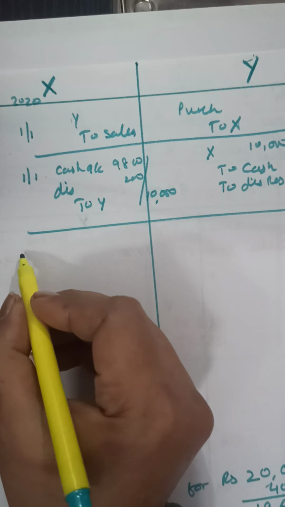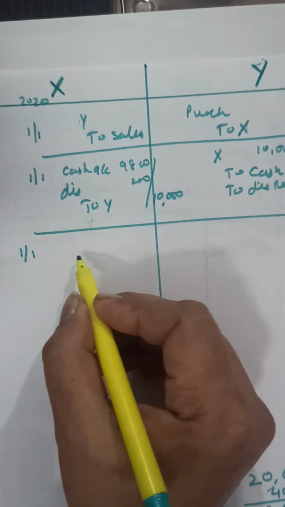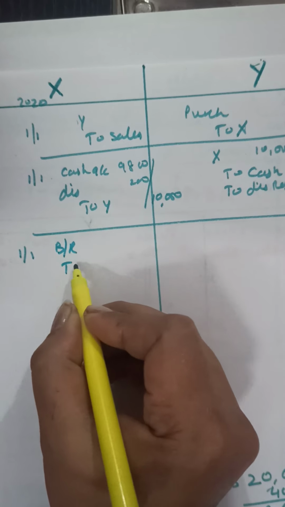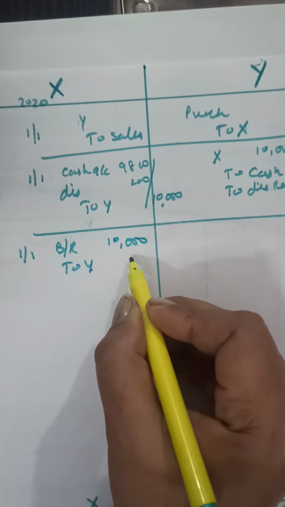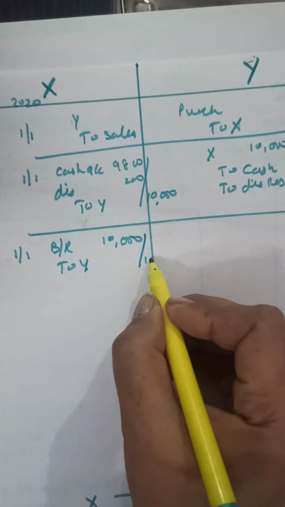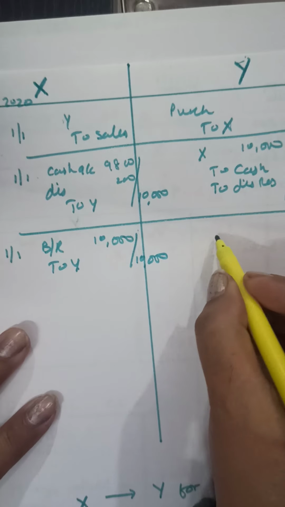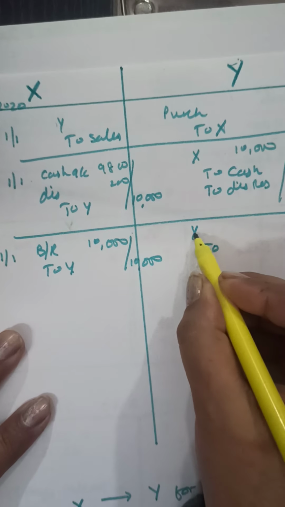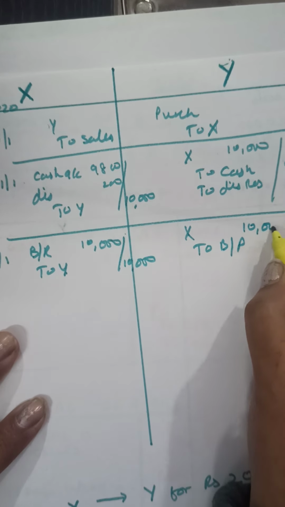Third entry, when the bill is accepted, that is also on the first date, 1st of Jan, bill is accepted, BR to Y for the remaining amount 10,000. And this is in the books of Y, X to bills payable for the remaining amount 10,000.